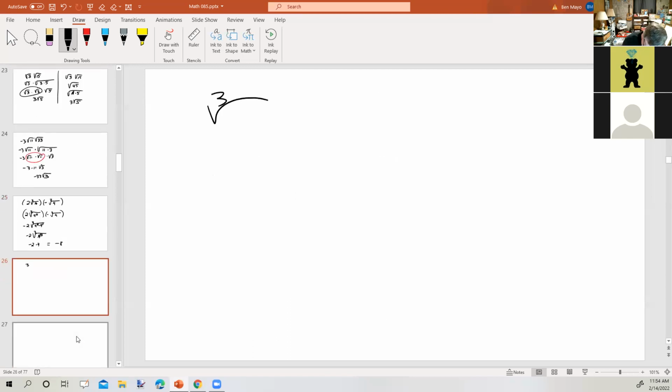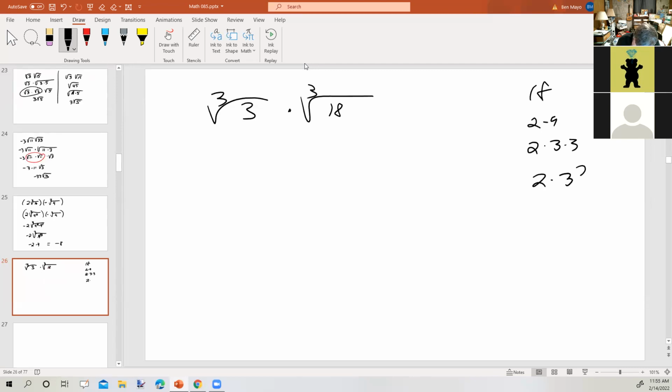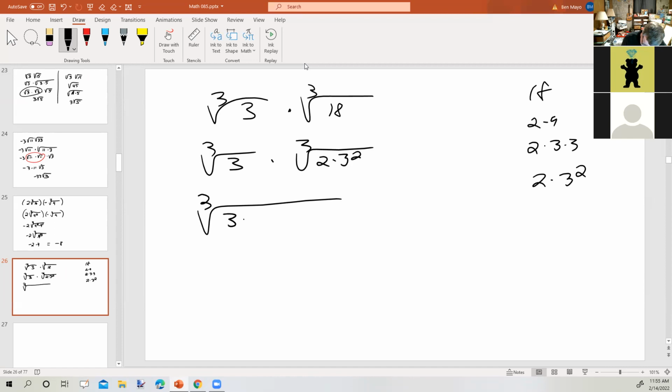The cube root of 3 times the cube root of 18. 18 is 2 times 9 or 2 times 3 times 3 or 2 times 3 squared. So this is the cube root of 3 times the cube root of 2 times 3 squared, which would be the cube root of 3 times 2 times 3 squared, putting them all together, which would be the cube root of 3 cubed times 2. Again, so I've got all my threes together.